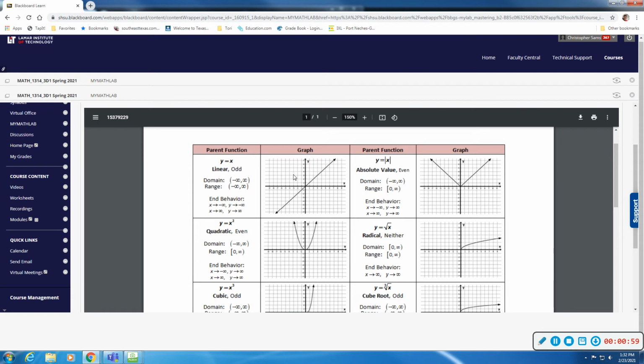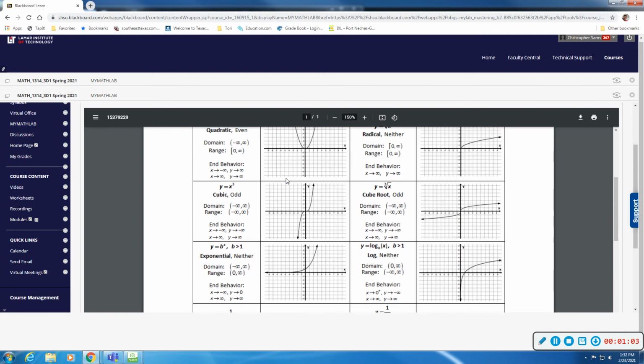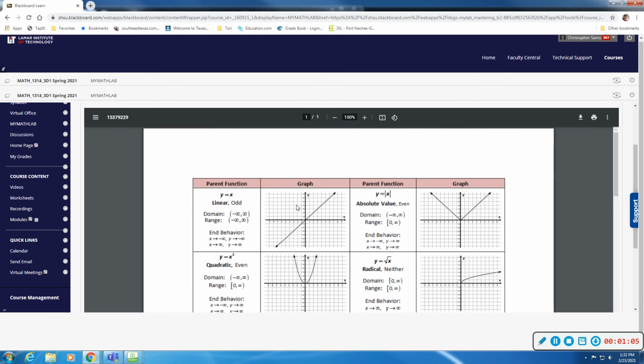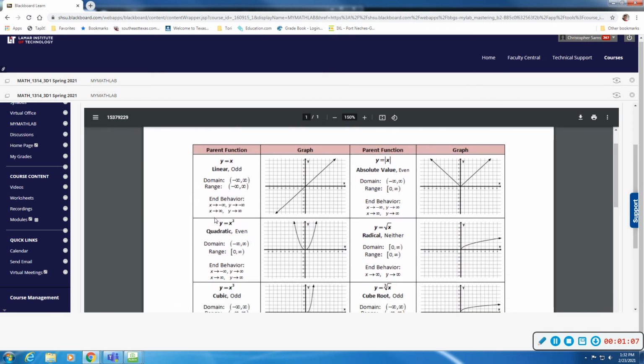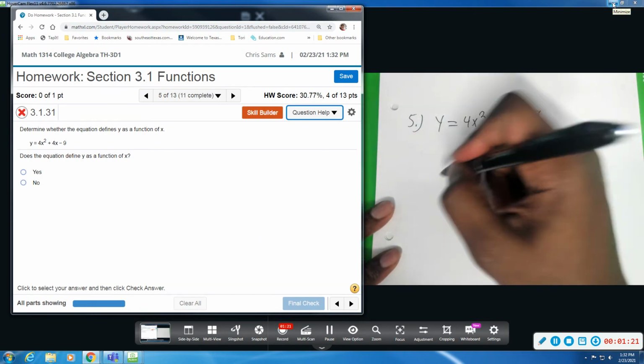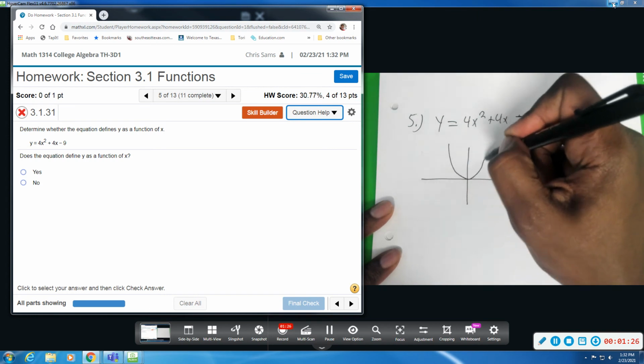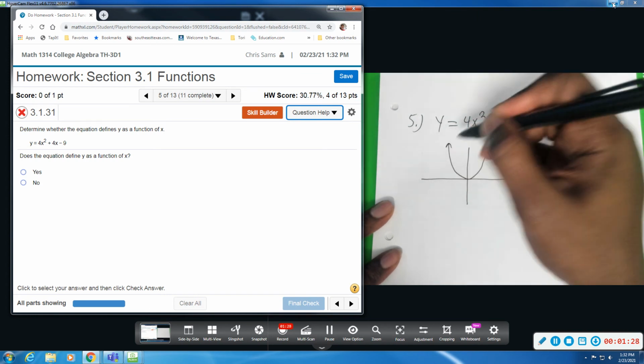So these are the parent functions. This is a worksheet you can find on Google, just searching for parent functions and images. So x squared is a parabola, and all x squared terms will look like a parabola. Our parabola may not go exactly through the middle like this one does, but its general shape and properties will be pretty much the same.